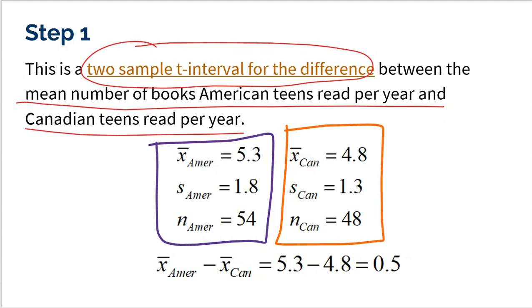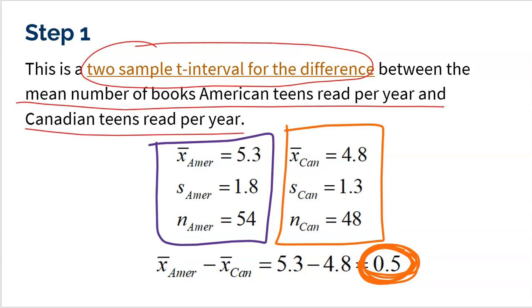So I'm going to go ahead and take the Americans minus the Canadians, and that was 5.3 minus 4.8, and that was an average difference of 0.5. So the difference between my 2 samples was only half a book. 0.5 books was the difference between my 2 samples. But I have to admit that that's not the true difference. That's just the difference between my 2 samples. So now I want to build that interval that goes up a little bit, down a little bit in an attempt to try to find the true difference.